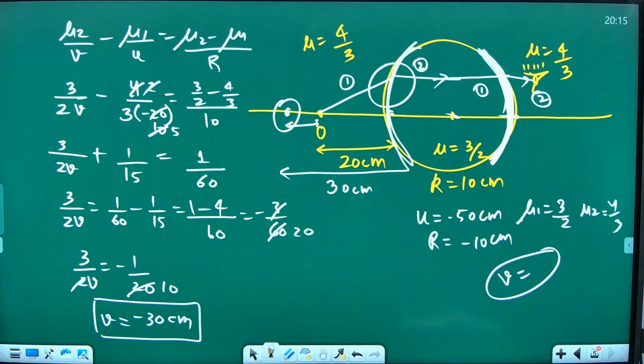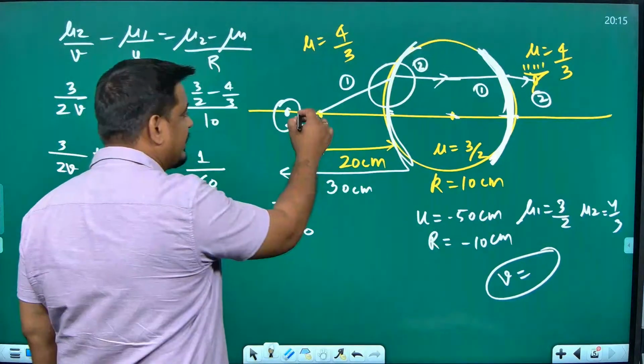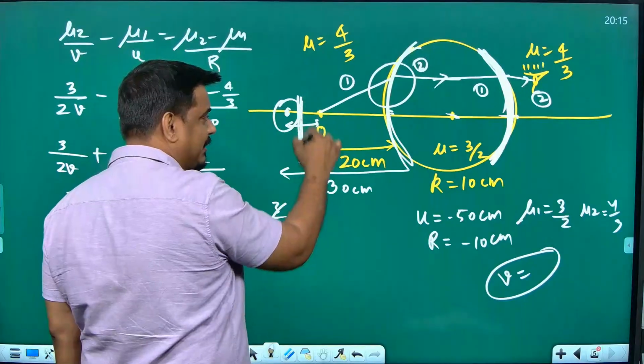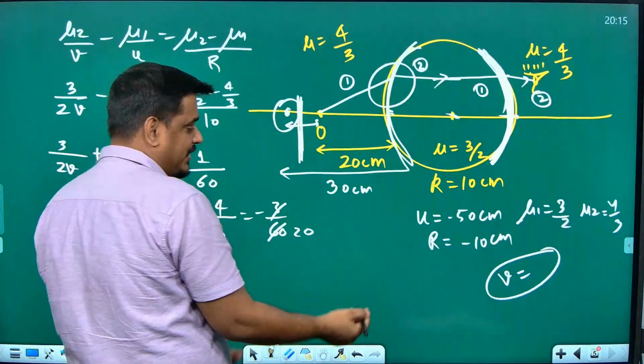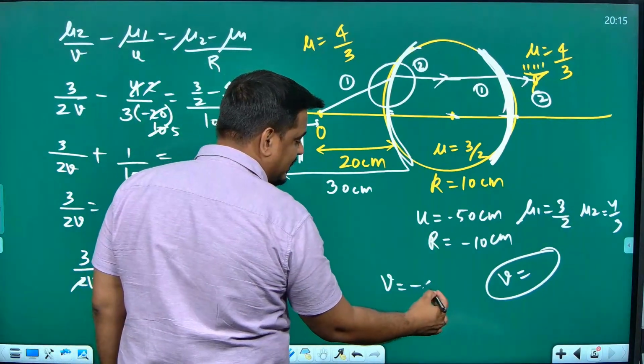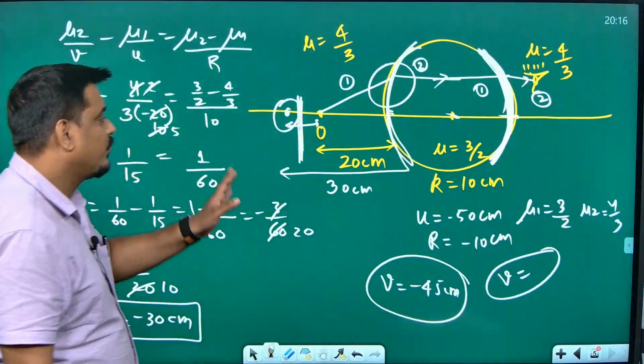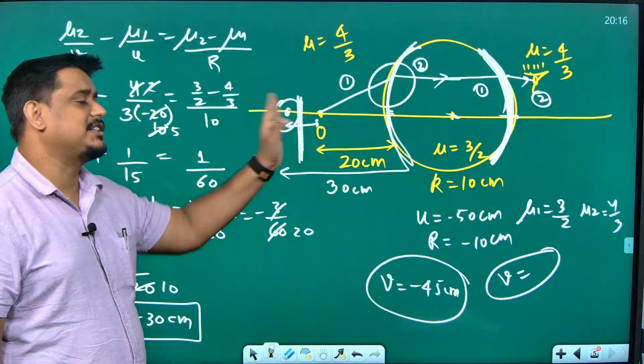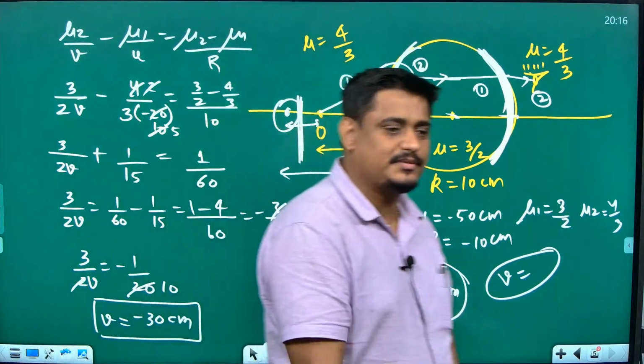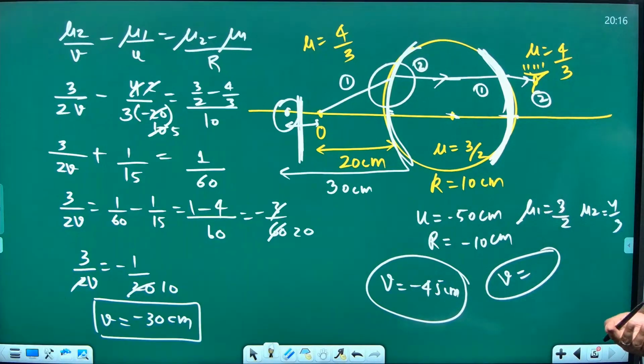Any answers? Still solving. Very slow in calculations. Minus 45. Minus 45 means it is somewhere here finally, 5 centimeter before it. That's what you are getting. If your answer is right, then the correct position of the image is 5 centimeter from its original position towards its left. If your answer is right. I am not knowing, let others solve.